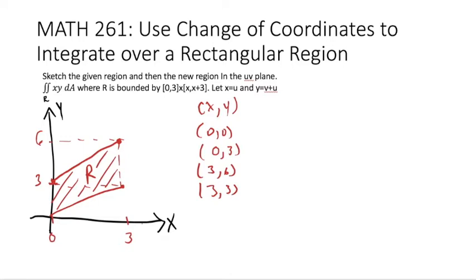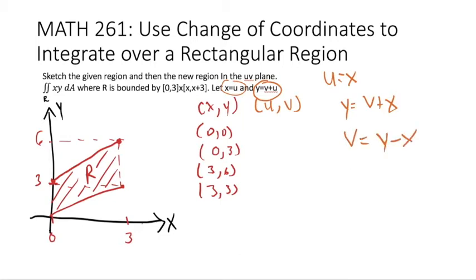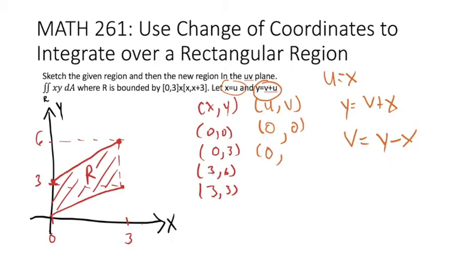So now let's convert it to UV. We know x equals u, and we can find that y equals v plus u. We're going to get y equals v plus x if we replace u with x, and we're going to end up with v equals y minus x. Now let's transform it. For 0, 0, u is going to be 0, and v is going to be 0 minus 0. For 0, 3, u is 0, because u is x, and v is going to equal y minus x, so it's going to be 3 minus 0, so it's going to be 3.